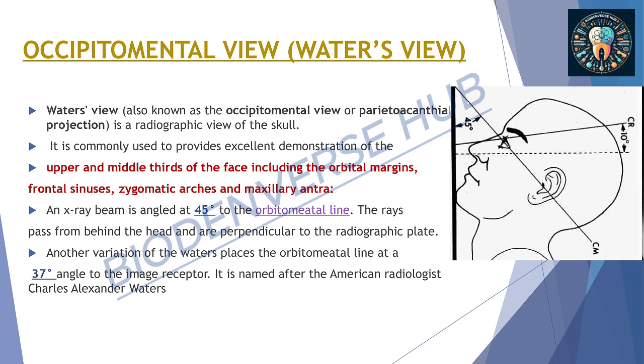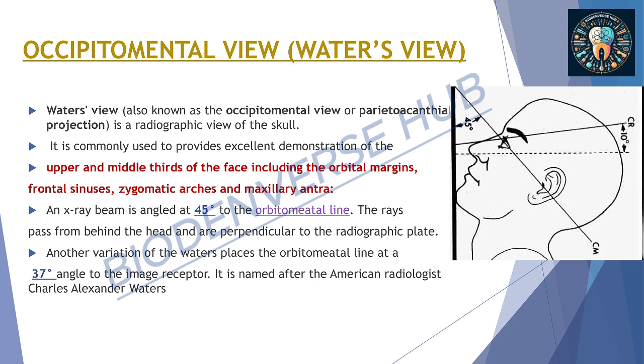Cavity. So in that case, the position and what we can see is that if we go for the adjacency, the X-ray beam is basically angled at 45 degrees to the orbital-meatal line. You can see in the diagram as well. There is a line running from your orbit to the external auditory meatus, that is known as your orbital-meatal line, and the X-ray beam is angled at 45 degrees to it. The rays pass from behind the head and they are perpendicular to the radiographic plate, which you can see in the figure as well.